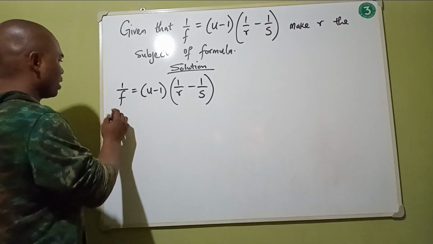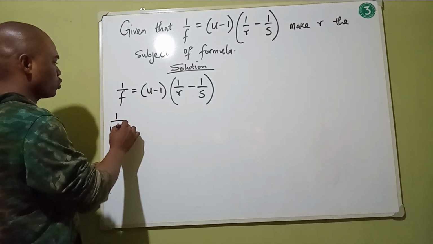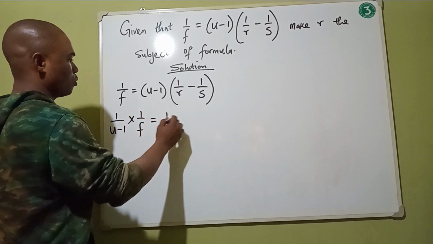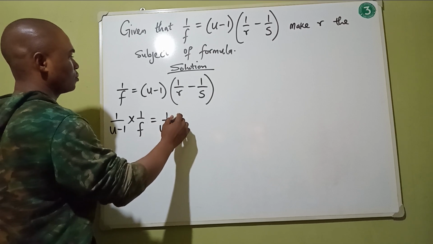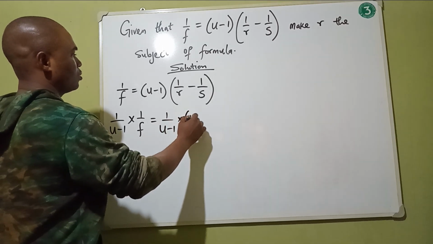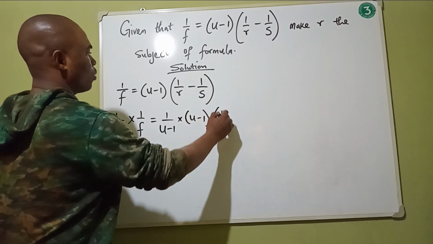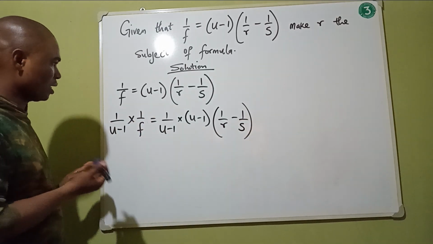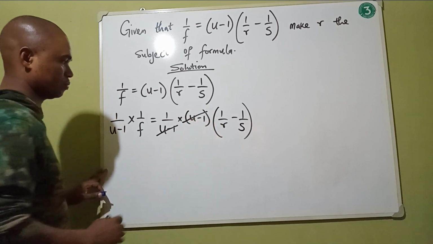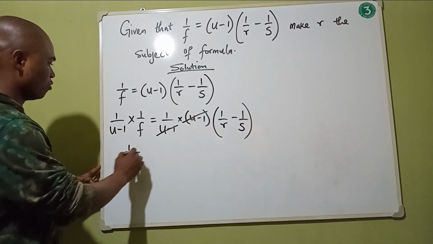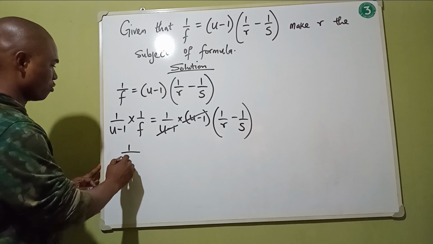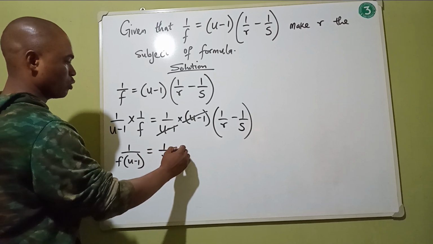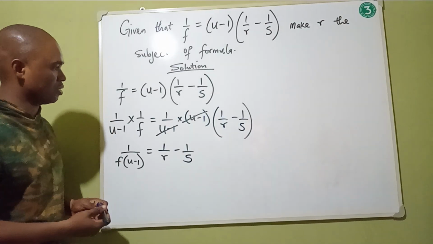Now, I want to multiply 1 over u minus 1 by 1 over f. This is the left-hand side. Then I want to multiply it to the right-hand side too, that is, u minus 1 times (u minus 1), then (1 over r minus 1 over s). Now, you agree with me that this will cancel out this. Now, I'll be left with 1 over, this will give me, f times (u minus 1). And this, I will have 1 over r minus 1 over s. I will have that here.